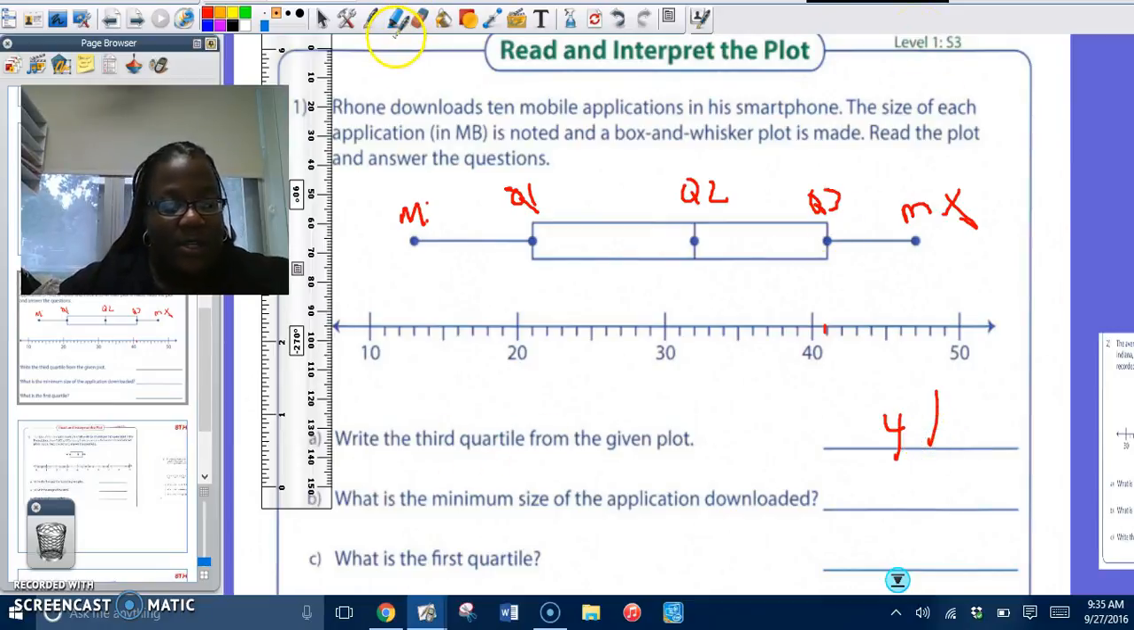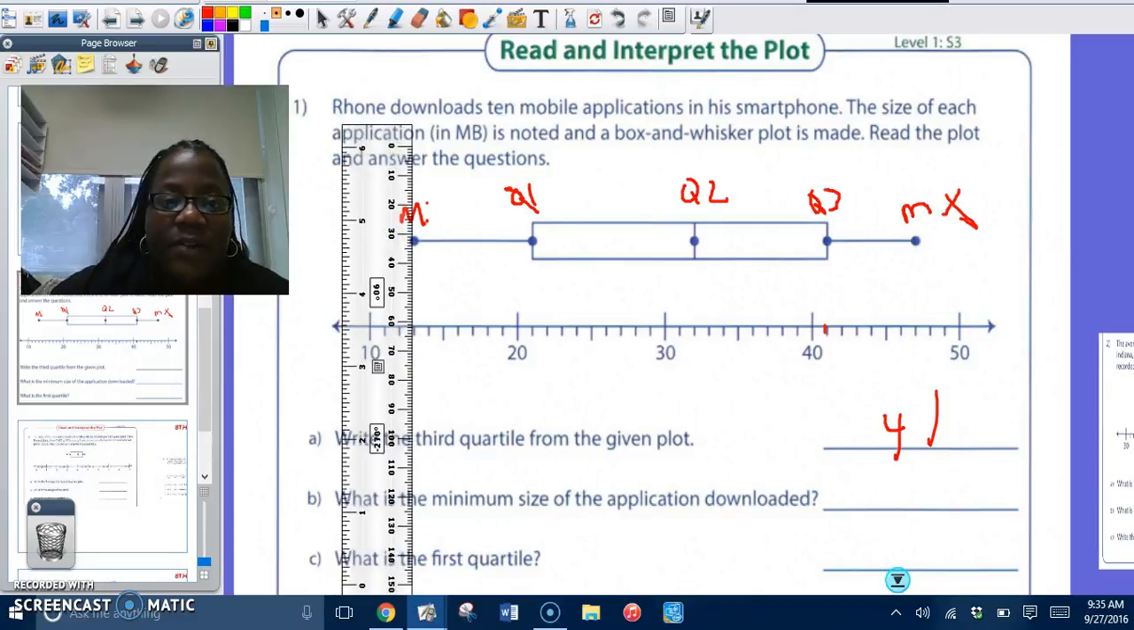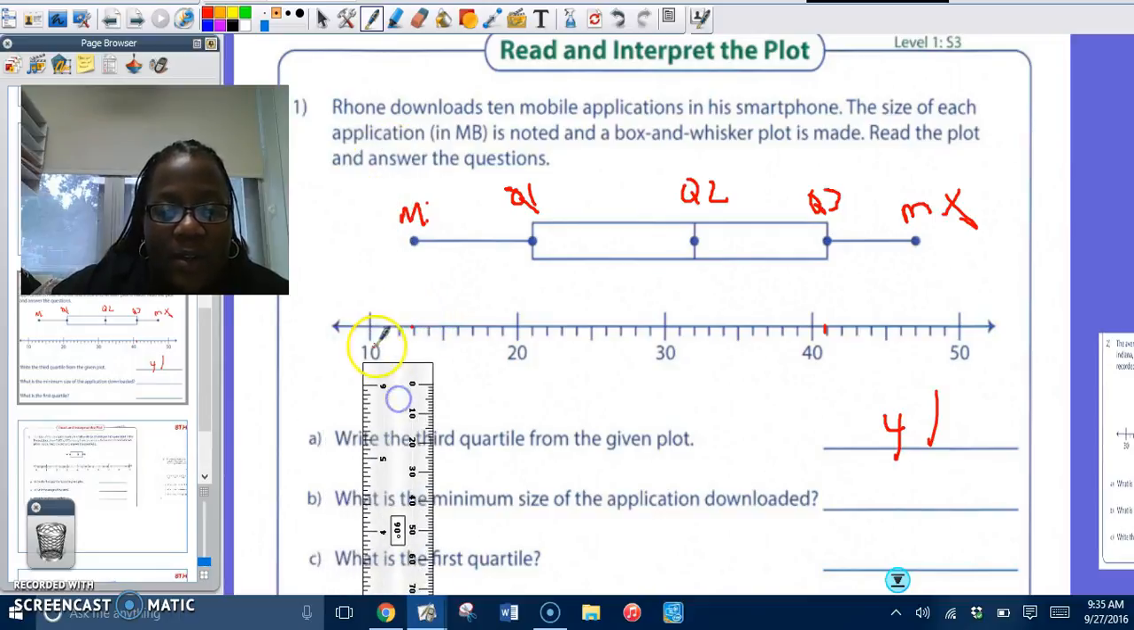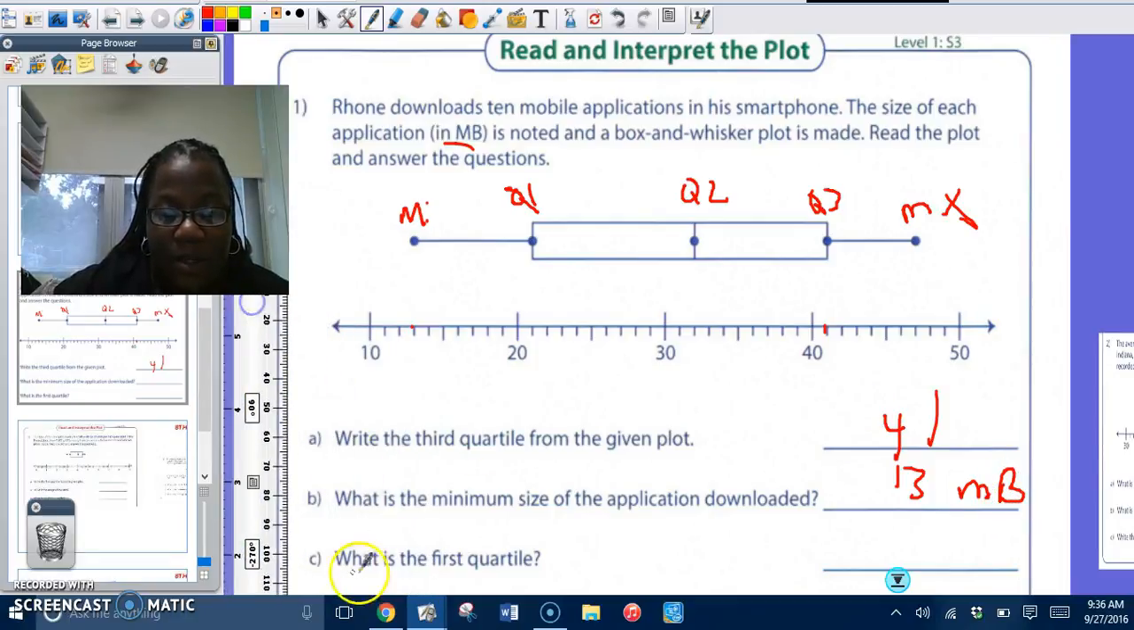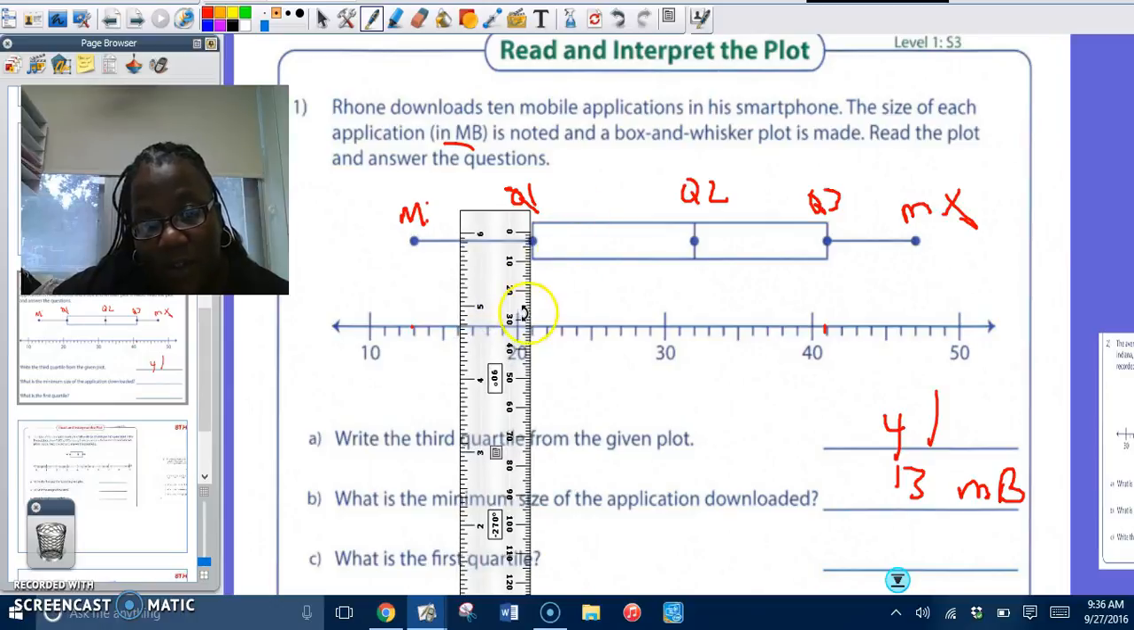And our next question says, write the minimum size of the application download. Well, here's your minimum. My minimum is going to reach right there. So I have 10, 11, 12, 13. 13 megabytes is what we're talking about, so that's what I'll put. Megabytes. And then, what is the first quartile? Right here. It looks to be 21.